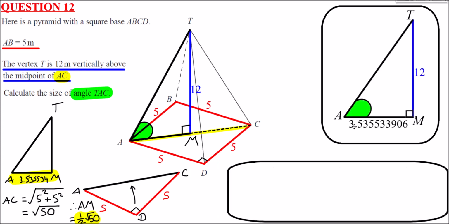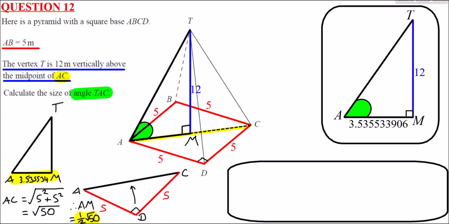So TAM. This is the full decimal approximation on the calculator for AM. I said it's about 3.53. It is, this is it a bit more accurately. We also know from T to M is 12, because T is 12 meters vertically above the midpoint. So we know that's 12. We know A to M is 3.53-ish.